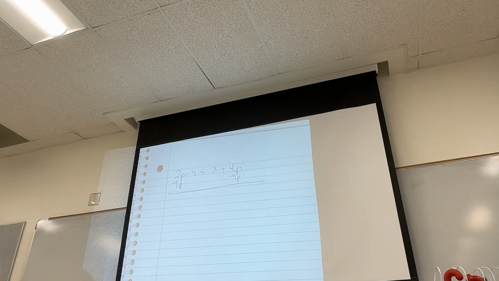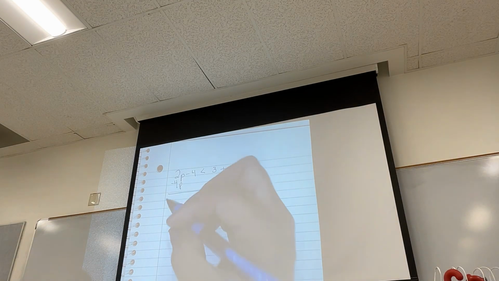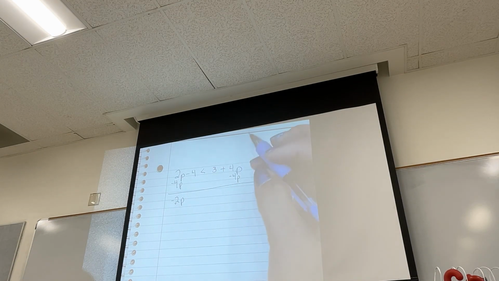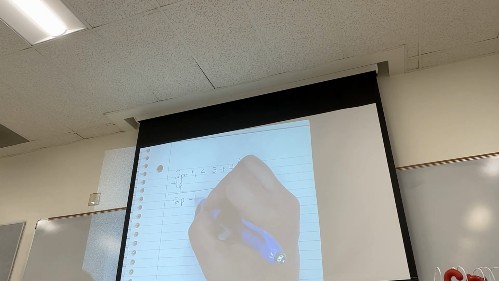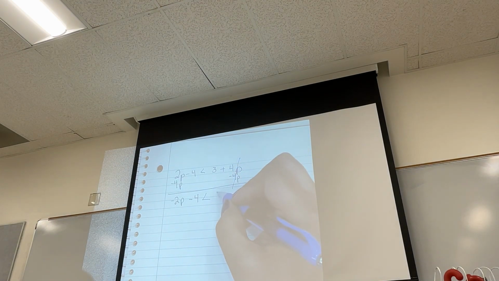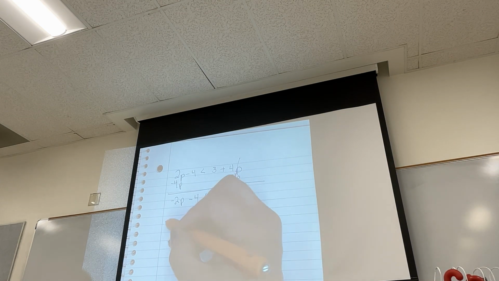2 minus 4 is what? Negative 2p. These 4 p's cancel. 2p minus 4 less than 3. Let's move our 4. Becomes a positive 4. We have negative 2p less than 7.